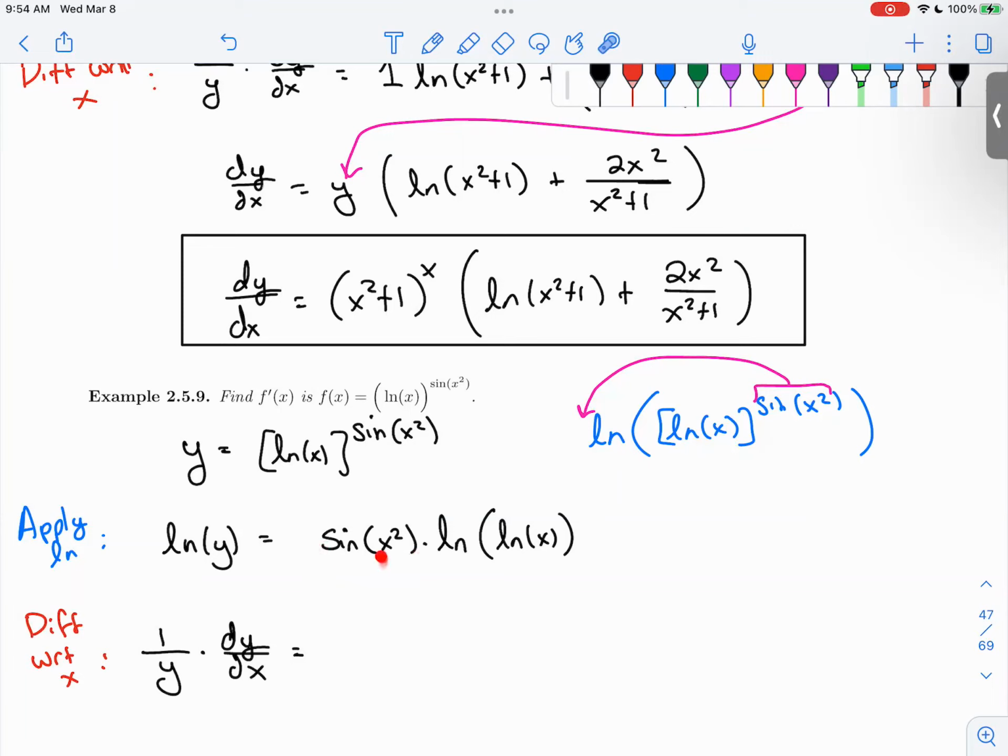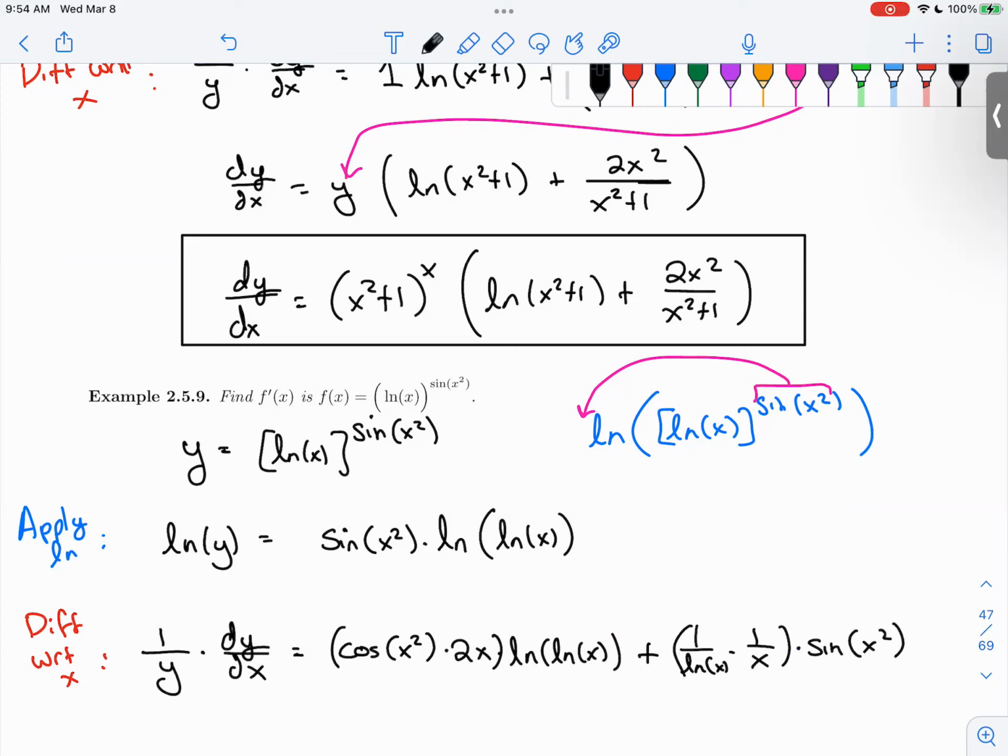So this is our f, this is our g, and we're going to need chain rules on those as well. So f prime is going to be cosine of x squared times 2x, times ln of x, plus g prime, which will be 1 over ln of x times 1 over x, times sine of x squared.